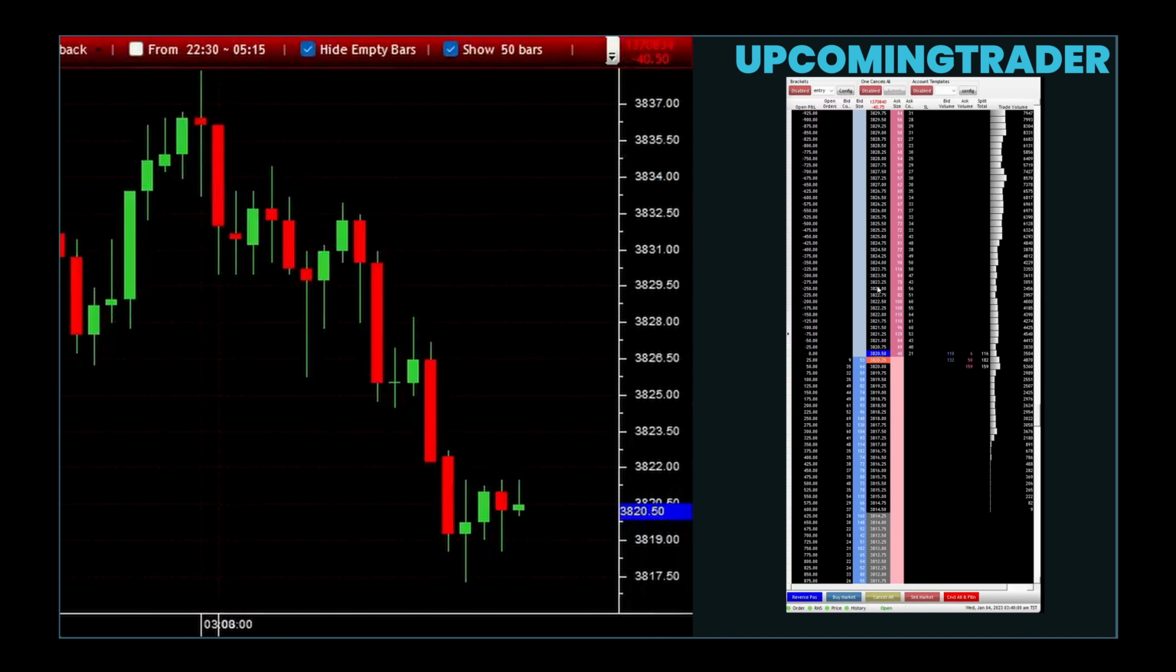The neckline here is critical because it represents a level of resistance that the price has struggled to break through. When the price finally moves above it, it is a strong sign that the buyers have taken control and that the price could continue moving up.